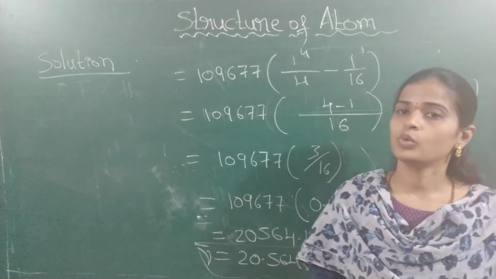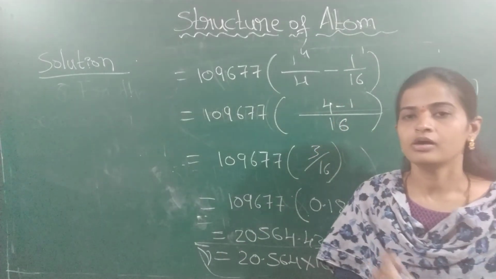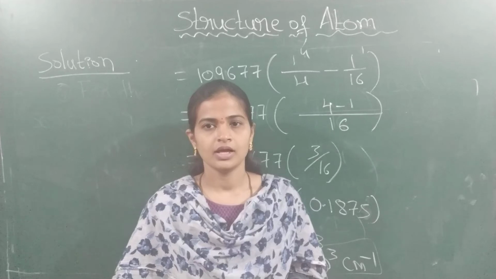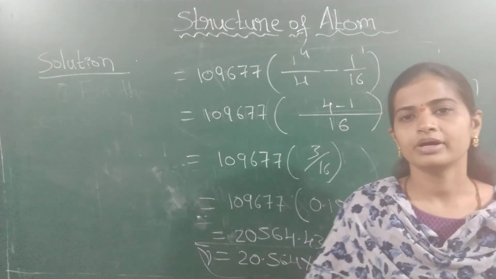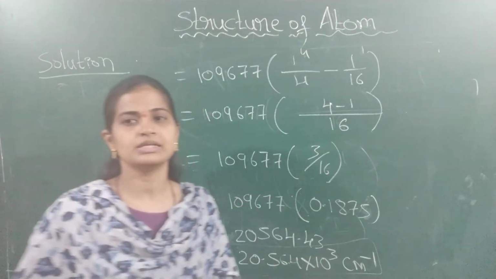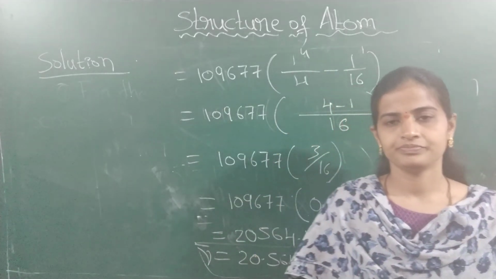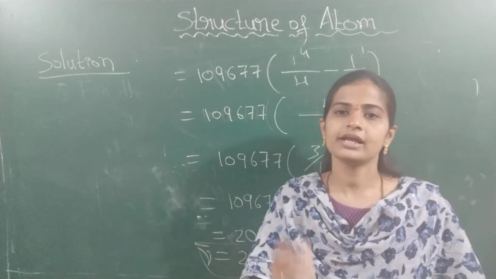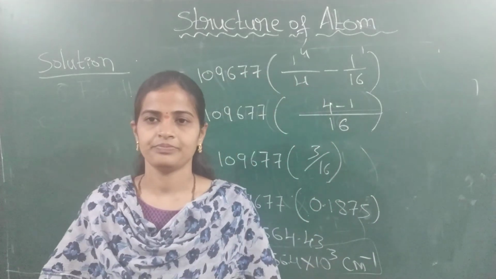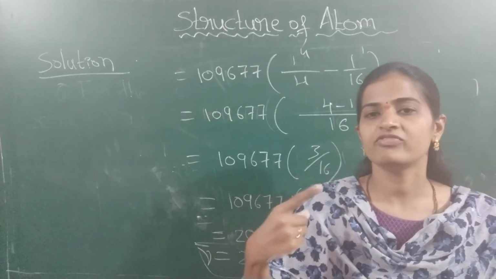You take 2 more problems. Write it down. Calculate the wave number for the first line of Lyman series. Take it as an assignment. Next, calculate the wavelength for the second line of Pfund series. Wavelength, I am saying. Write it down properly.